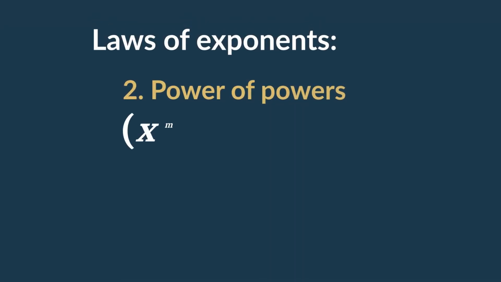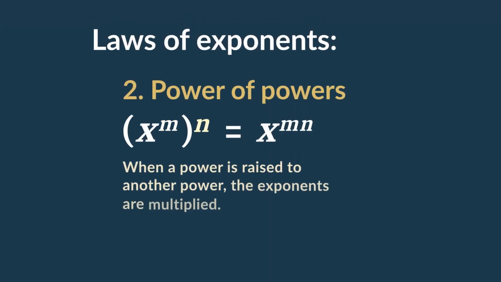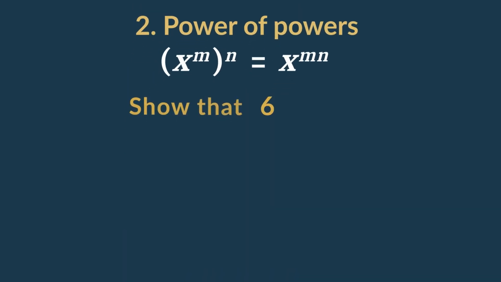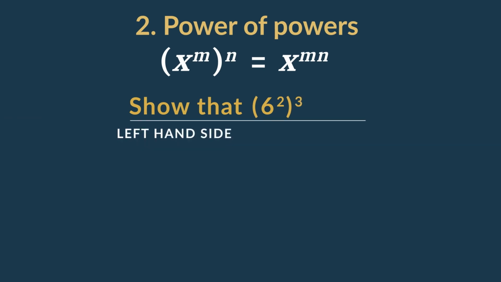In the power of powers law, when a power is raised to another power, the exponents are multiplied. For example, 6 to the power of 2 raised to the power of 3 on the left-hand side would be equal to 6 to the power of 6 on the right-hand side. The exponent 3 outside the brackets means 6 to the power of 2 must be repeated 3 times.